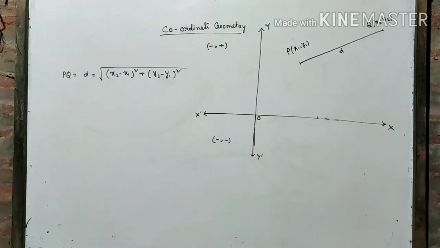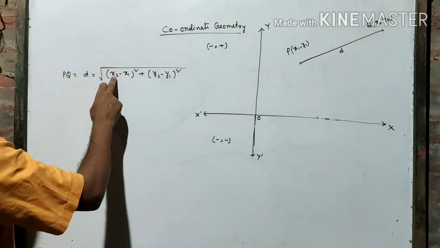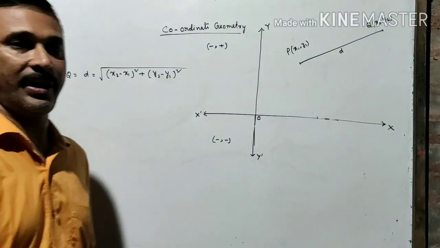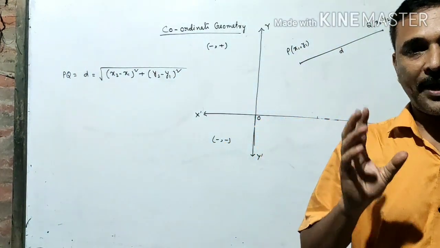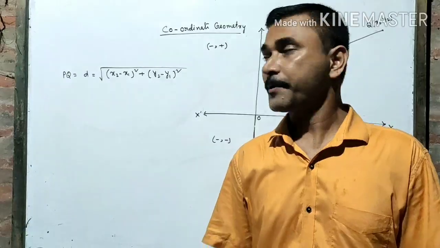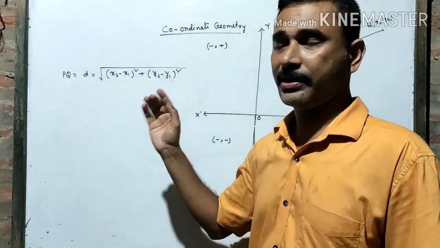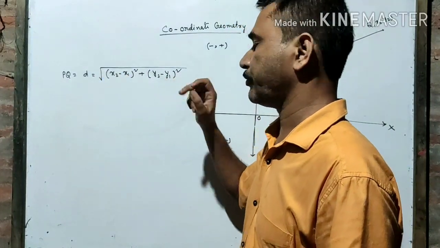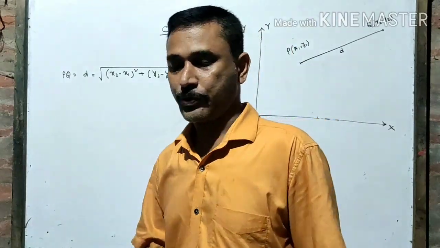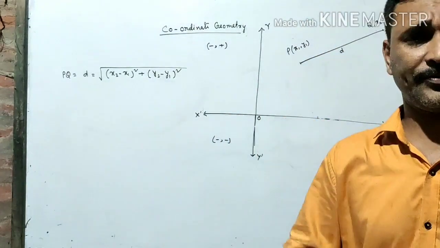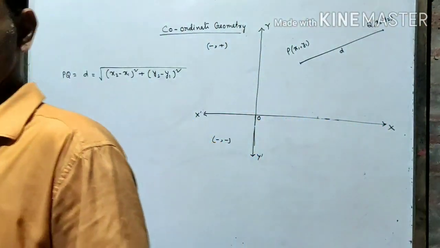Now, in the distance formula, there are 5 parameters. One is d, one is x1, one is x2, one is y1, one is y2. So out of these 5 parameters, if any 4 are given, then we can find the 5th. Suppose x1, x2, y1, y2 are given, then we can find d. If d, x2, y2, y1 are given, then we can find x1. In this way, out of the 5, if any 4 are given, we can find the 5th. So there will be some problems related to this.